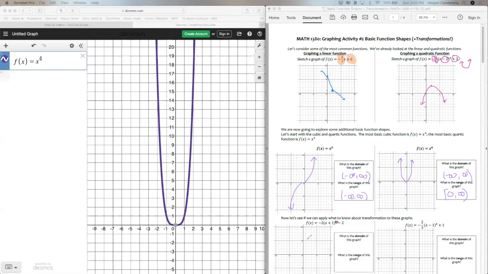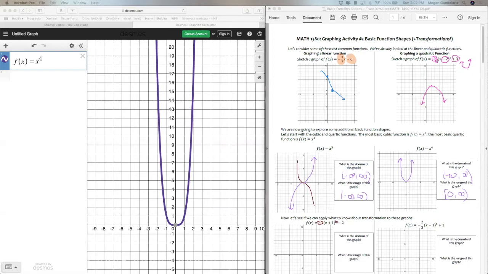Now what have I done to it? Well, this negative here is what? That's an x-axis reflection. So I flipped this upside down. I'm going to go ahead and sketch what that would look like. Here's our x-axis. If we reflect it, we would get something that looks like this. That would be our reflection of that purple graph.